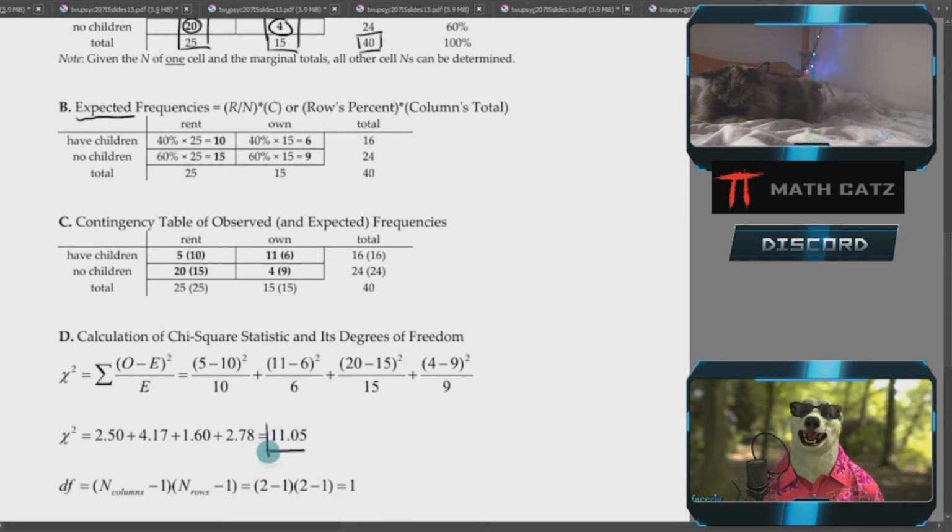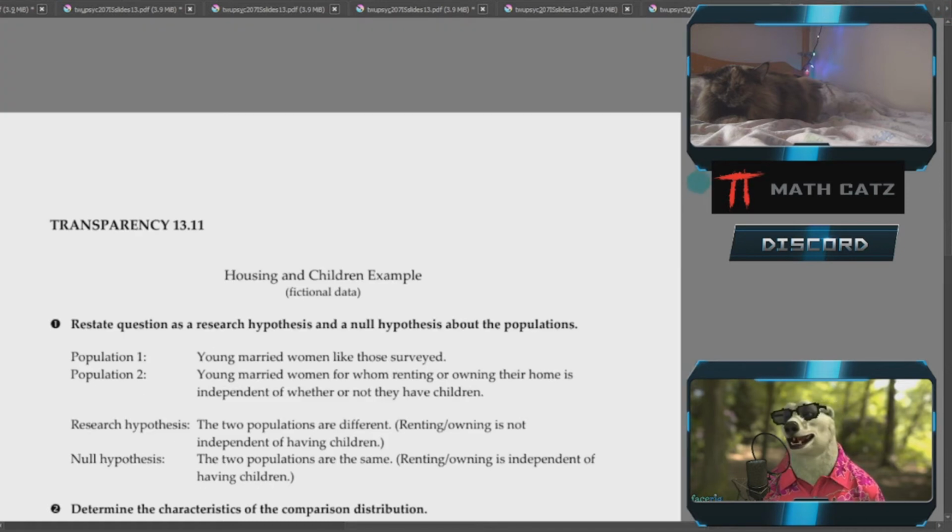So we get a chi-square statistic and degrees of freedom. We need that for our table to look up. We get 11.05. So let's see what is the detailed hypothesis testing structure. So our null hypothesis is that the two populations are the same or independent, that one variable is independent from the other variable. And then, of course, the research hypothesis is that it's not independent.